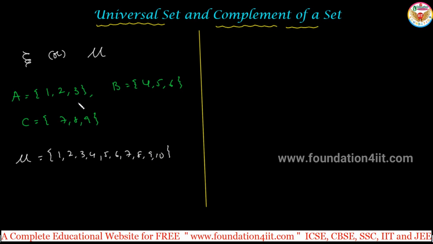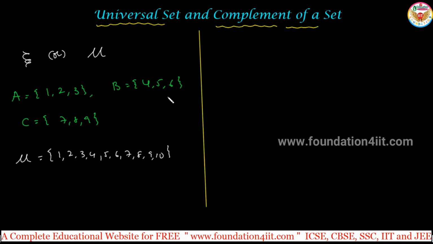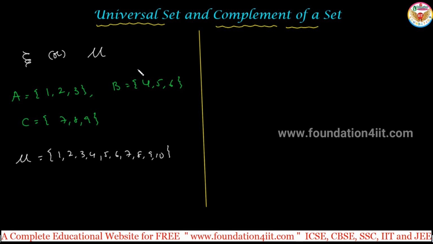Okay. So that means a set which contains all the sets under consideration as its subsets, and a universal set is denoted in this way. Okay, these all the sets are subsets of this universal set. And complement of set. So the simple thing is universal is all the sets contained in one. And next, complement of set.